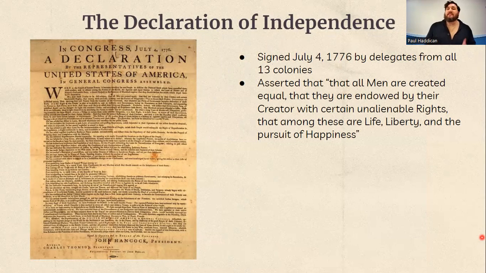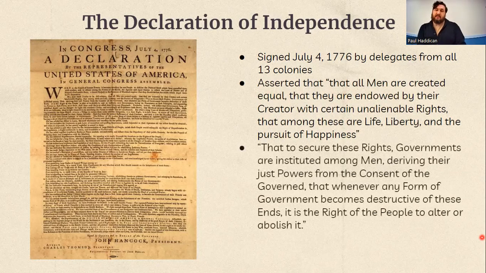We're going to have a repeat of some of that same language that we first sent, and it's going to say that all men are created equal, that they are endowed by their creator with certain unalienable rights, that among these rights are life, liberty, and the pursuit of happiness. And it'll go on further to say that to secure these rights, governments are instituted among men, deriving their just powers from the consent of the governed, that whenever any form of government becomes destructive of these ends, it is the right of the people to alter or abolish it, right?